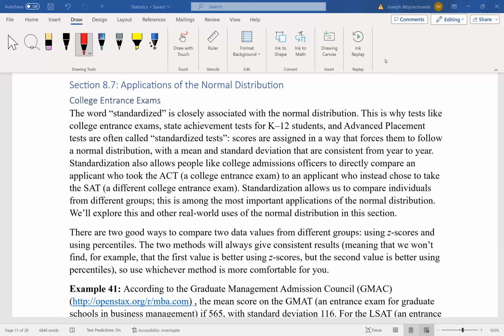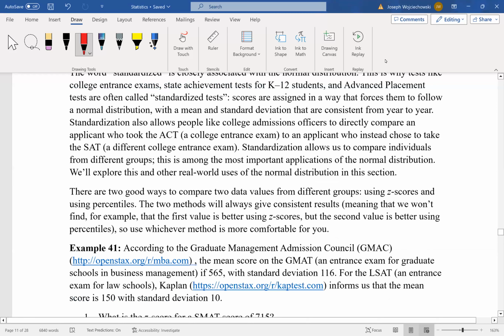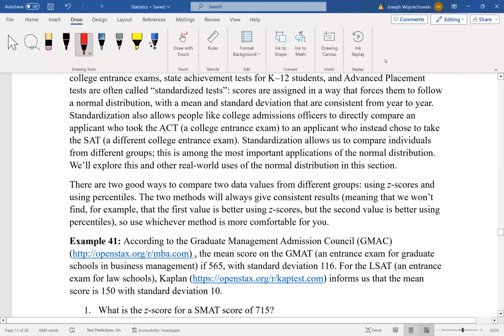Scores are assigned in a way that forces them to follow a normal distribution, with a mean and standard deviation that are consistent from year to year. Standardization also allows people like college admission officers to directly compare an applicant who took the ACT to an applicant who instead chose to take the SAT. Standardization allows us to compare individuals from different groups. This is among the most important applications of the normal distribution. We'll look at this and other real-world uses.